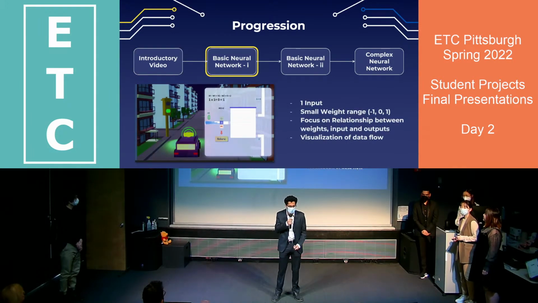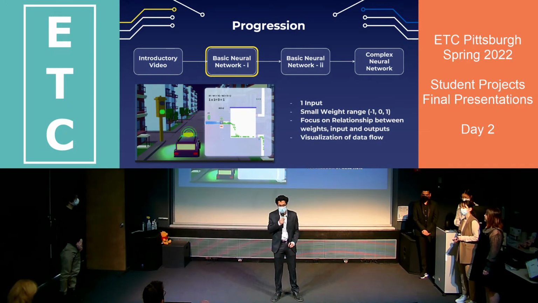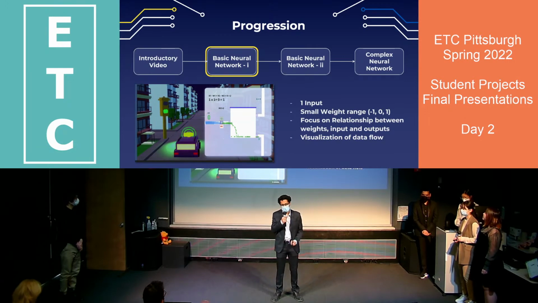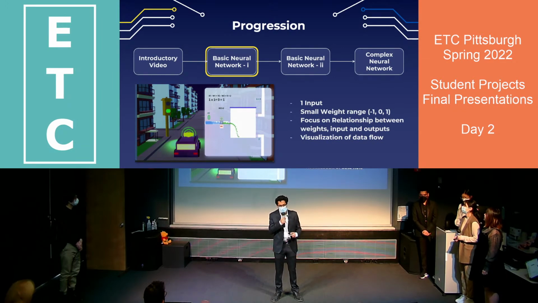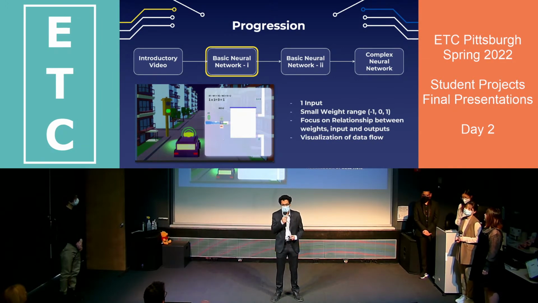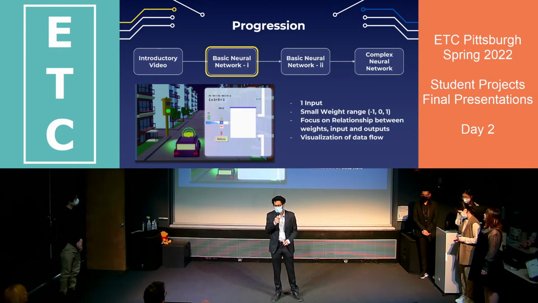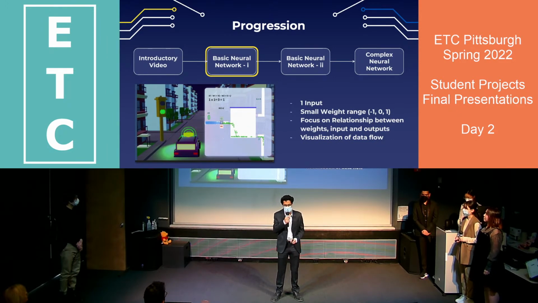So after that, the students are introduced to the structure of a neural network, which has just one input, one output, and one weight. And it has a lower weight range from -1 to 1 that the students can control, all discrete values. And so in this, basically, the students focus on the relationships between inputs, outputs, and the weights, and how they relate to each other. It also helps the students understand the basic visualization of how the data flows through the system without worrying too much about the detail.